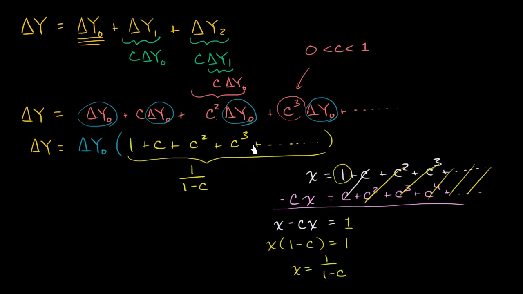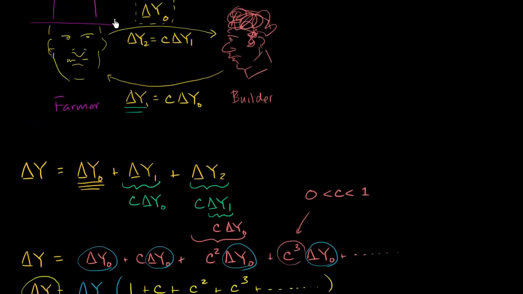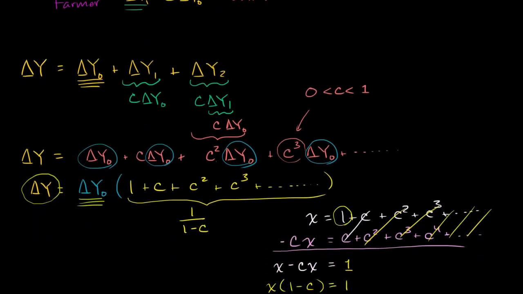And x was exactly this thing right over here. So this thing is equal to 1 over 1 minus c. So we just showed you exactly what we told you in the last video. That the total bump in GDP, this right over here, is going to be equal to that initial bump in GDP, which we called delta y naught. That was that initial spending that farmer did for the builder's initial income. That the total bump is going to be equal to that initial bump times this expression, which we view as the multiplier. And the multiplier here is a function of the marginal propensity to consume.